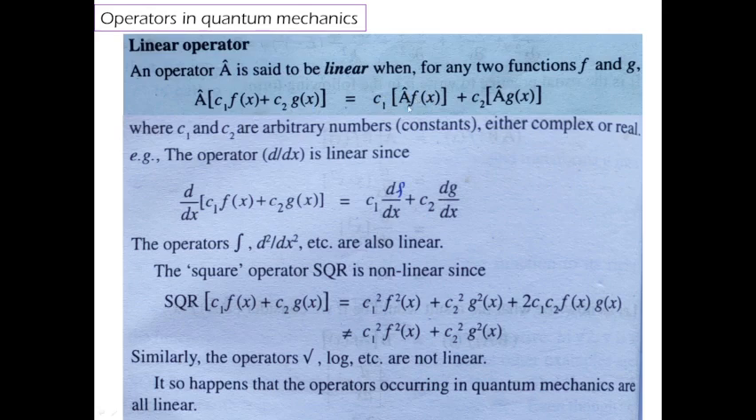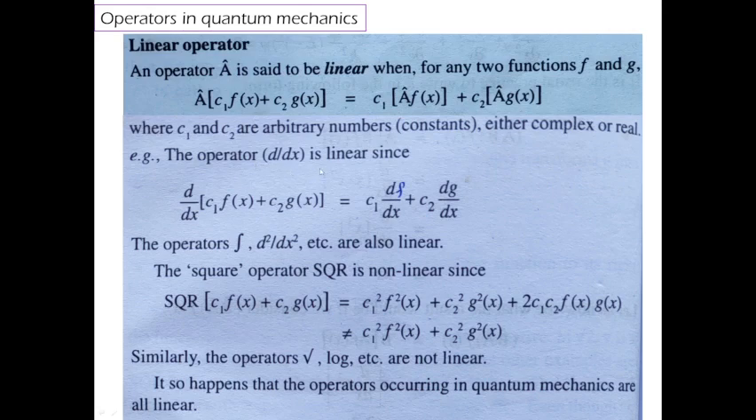The operator should act on a function, then only it has any meaning. So the operator acting on f(x), and then we have taken the other constant c2, and the operator A is acting on the other function g(x). If this condition is satisfied, that means the operator is acting on both these functions in this way, and if the operator obeys this kind of condition, it is what is called a linear operator. c1 and c2 are arbitrary numbers or constants, either complex or real. It doesn't make any difference if we take them outside.